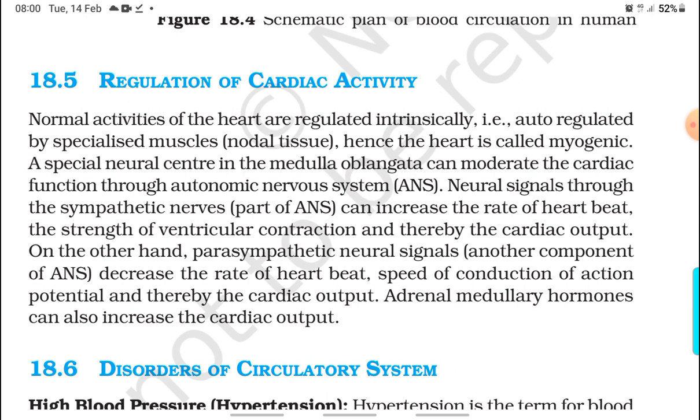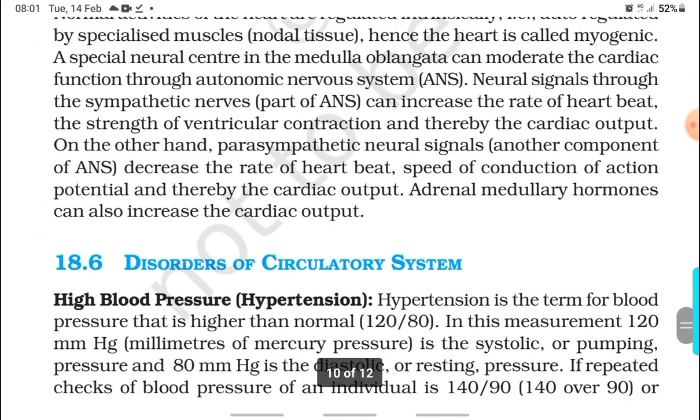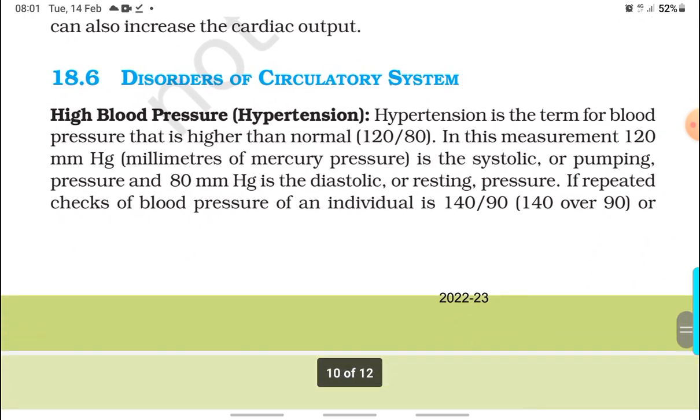A special neural tissue in the medulla oblongata can moderate the cardiac function through the autonomic nervous system (ANS). Neural signals through the sympathetic nerves, or part of ANS, can increase the rate of heartbeat, the strength of ventricular contraction, and thereby the cardiac output. On the other hand, parasympathetic neural signals, another component of ANS, decrease the rate of heartbeat, speed of conduction of action potential, and thereby the cardiac output. Adrenal medullary hormone can also increase the cardiac output.